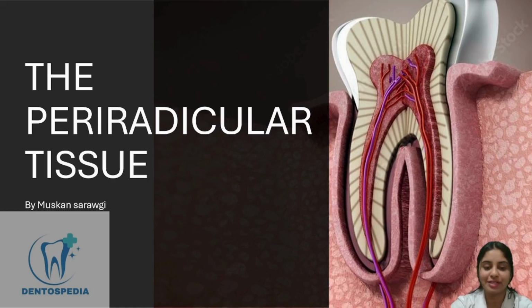Why is this chapter essential? Understanding the periradicular tissue is extremely important because these tissues are directly affected in pulpal diseases. They determine how the teeth respond to any inflammation, and they also guide us in diagnosing the periapical pathologies. All endodontic treatment aims to protect and heal this tissue. So if you understand this chapter very nicely, you will find it easier to understand conditions like apical periodontitis, abscess and cyst, and also the outcome of root canal therapy.